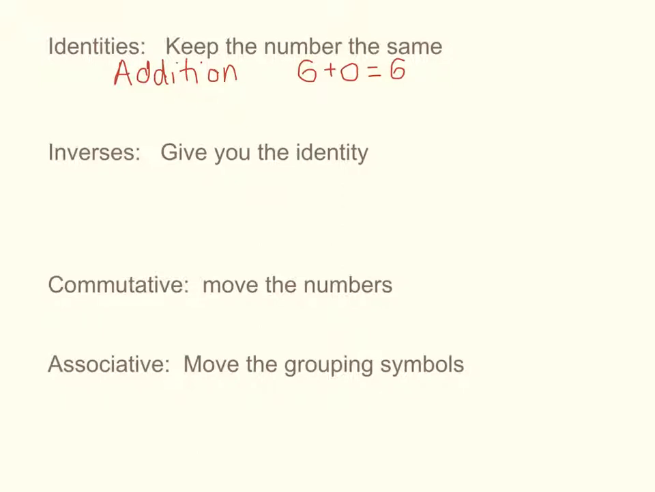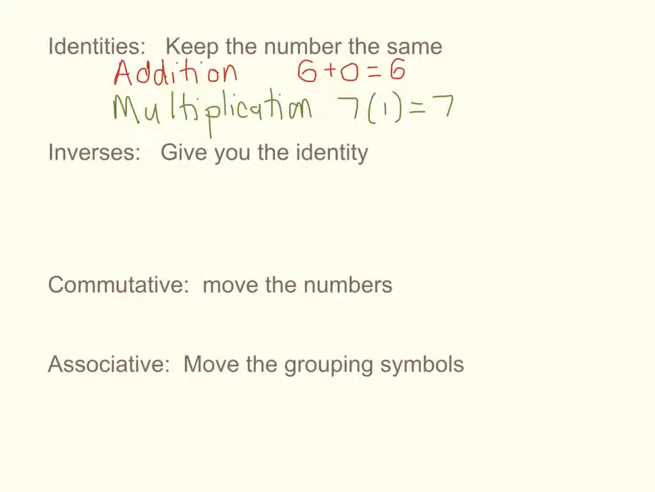For multiplication, we don't multiply by 0 because that would give us 0. So we're going to think, what do I do to say 7 to keep it the same? Well, I multiply it by 1. So anytime you're multiplying by 1, you have an identity.